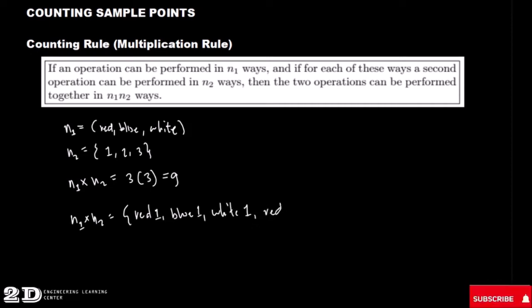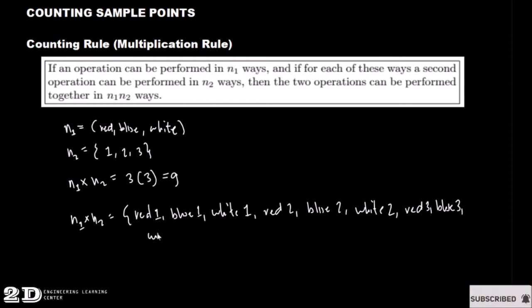So basically this is 3, and this is also 3, so 3 times 3 is 9. If we write down the sample space of the combination, we have red 1, blue 1 and white 1, then red 2, blue 2 and white 2, then red 3, blue 3 and white 3. If we count our sample points, we have 1, 2, 3, 4, 5, 6, 7, 8, 9. So basically we have 9 ways.